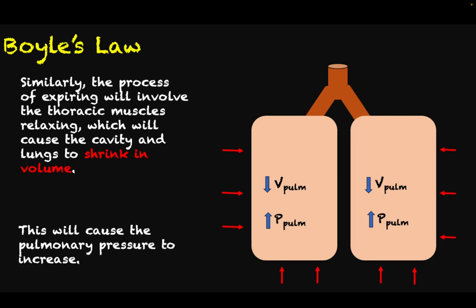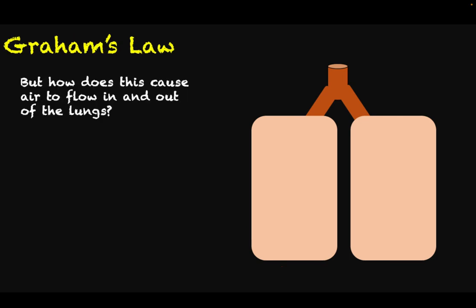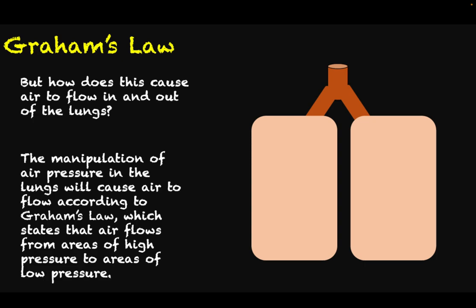So ultimately, what does that mean for the breathing process? Well, in order to understand that, we need to combine Boyle's law with a new type of mathematical relationship, which is Graham's law. So what is Graham's law, and how does what we just saw with Boyle's law help us explain how air flows in and out of the lungs? So what we're going to see here is that it is the manipulation of the air pressure in the lungs that's going to cause air to flow.